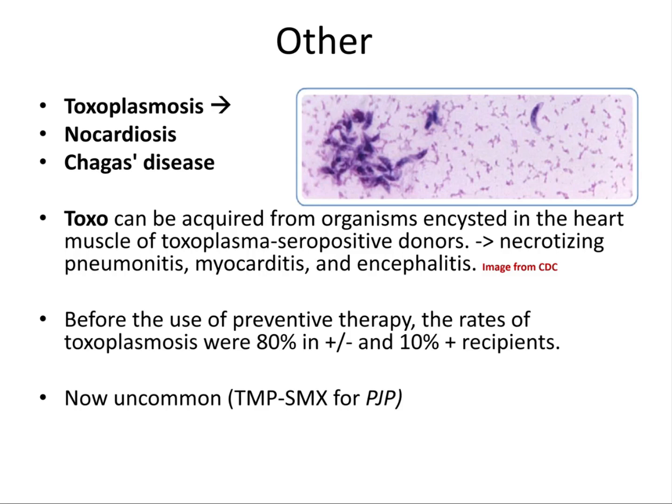So toxo can be acquired from organisms encysted in the heart from the recipient, or it can be a reactivation. It causes necrotizing pneumonitis, myocarditis, and even encephalitis. So toxo is one kind of unique thing that when you have a heart or heart-lung person with a problem, keep that in mind, look for it. It is uncommon if the person takes the prophylaxis for PJP, because Bactrim works against it. But it can happen, especially if they don't take the prophylaxis.